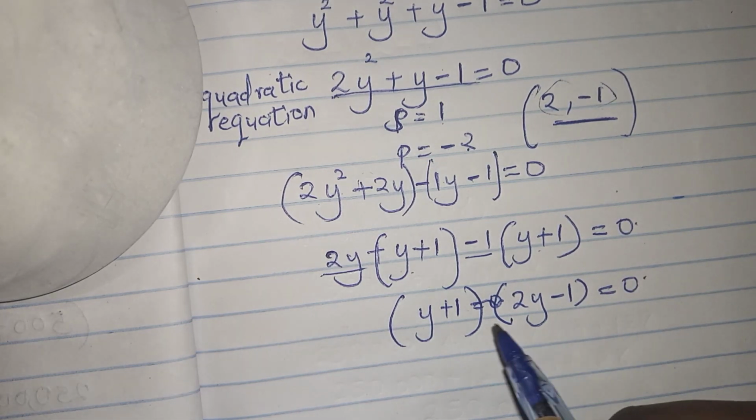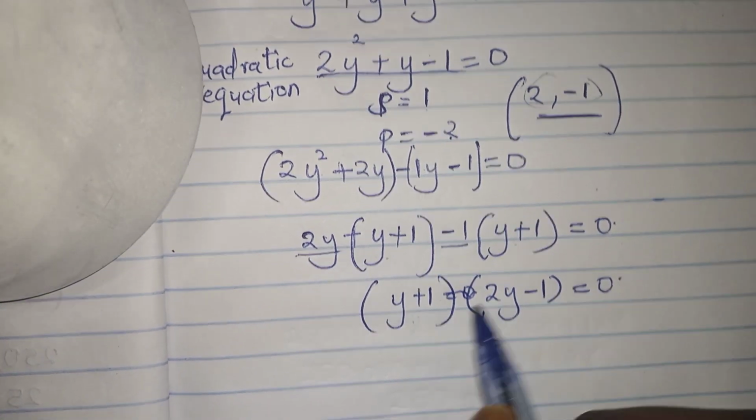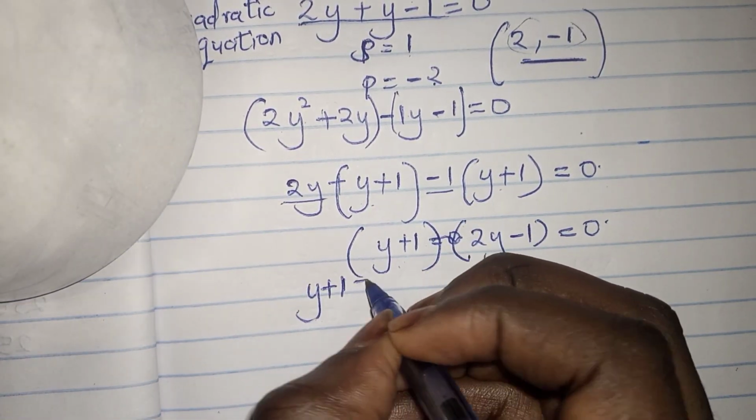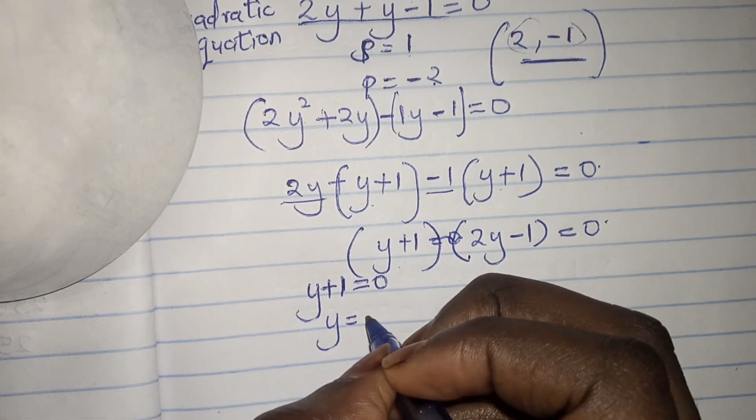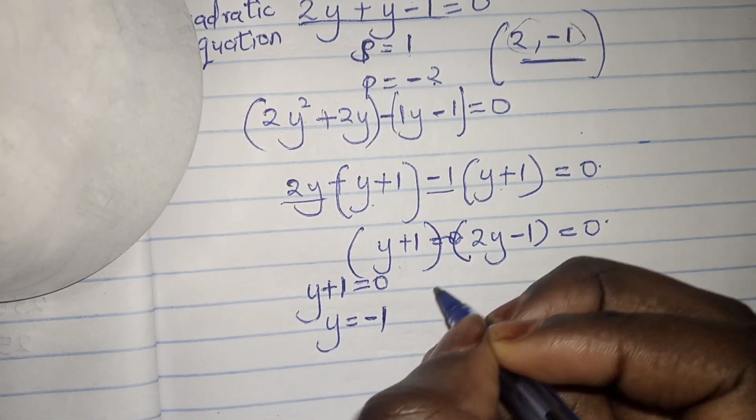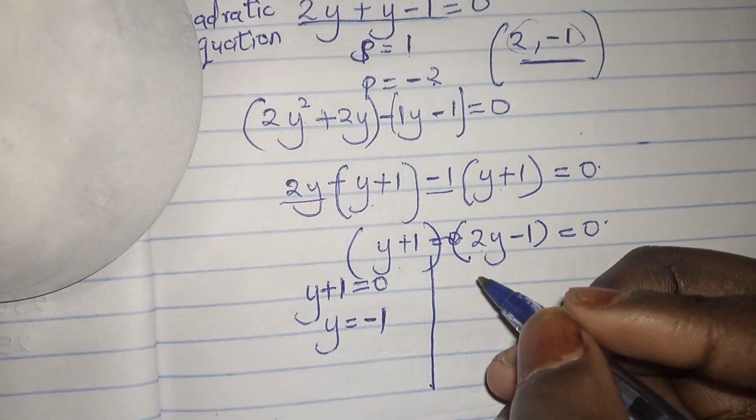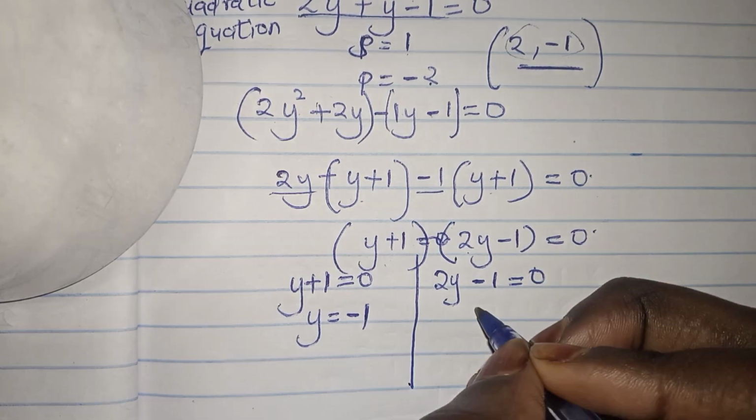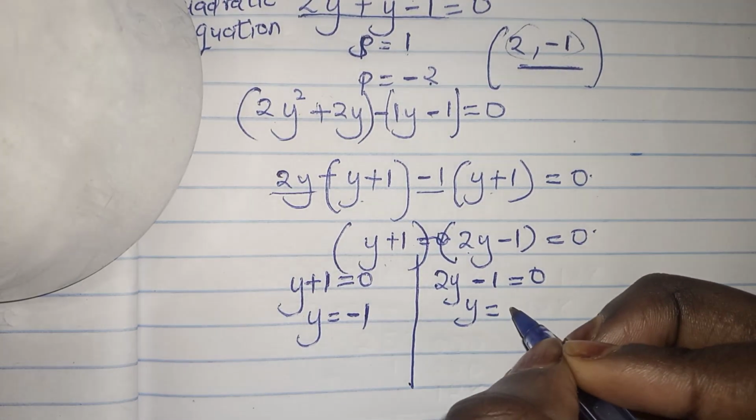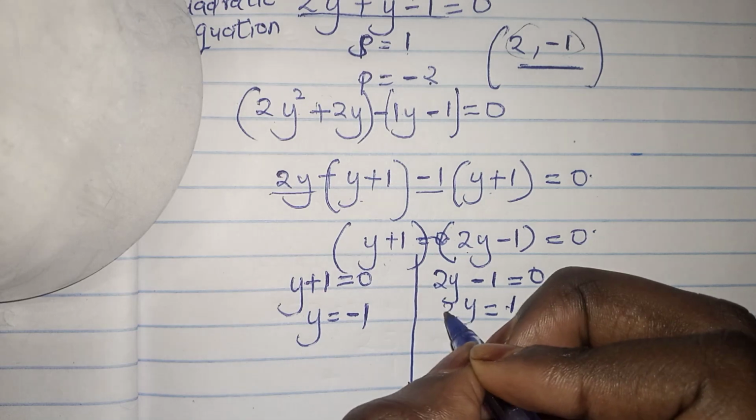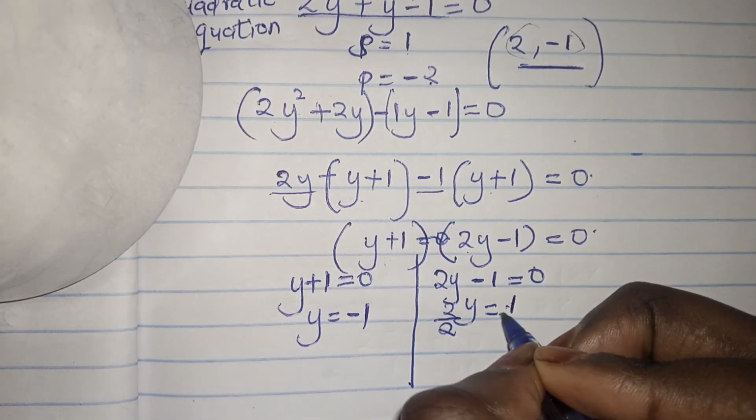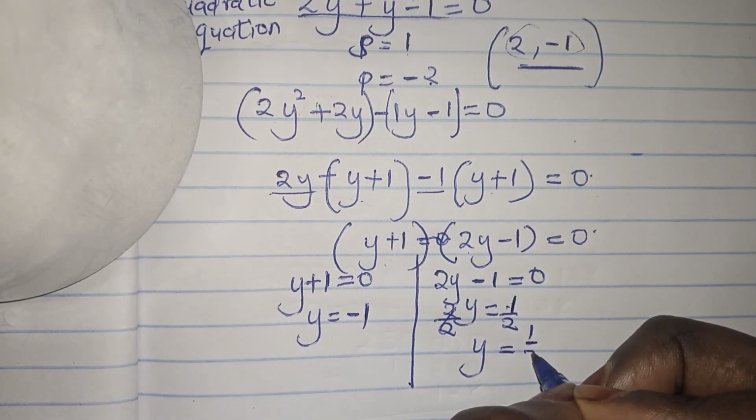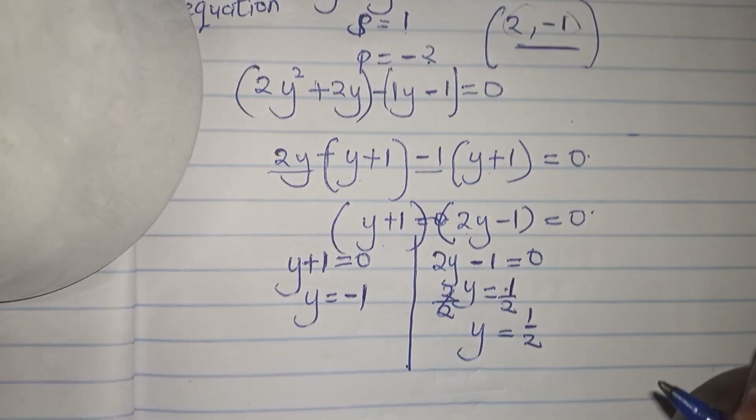So our next step, we want to equate these two terms here with 0. So y plus 1 is equal to 0, so y is equal to -1, right? I am remaining with this side: 2y minus 1 is equal to 0. So 2y is equal to 1, divide by 2, divide by 2. So y is equal to a half.